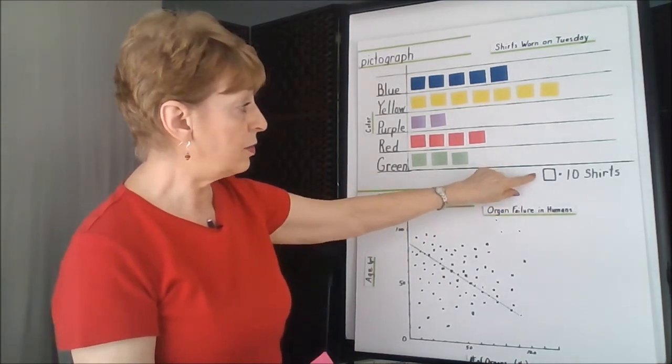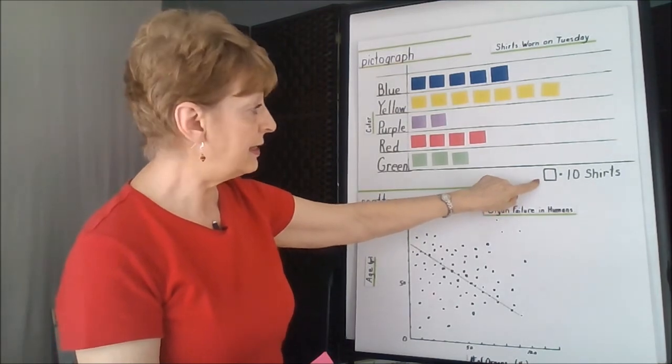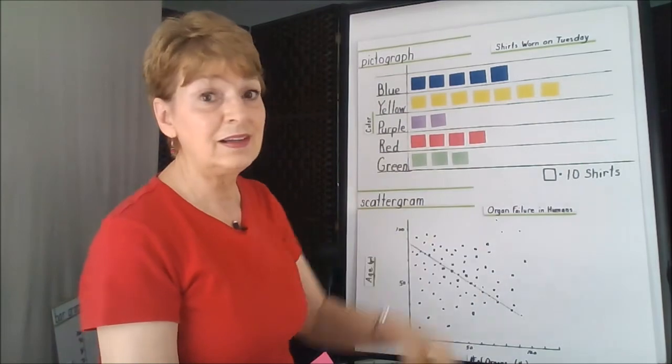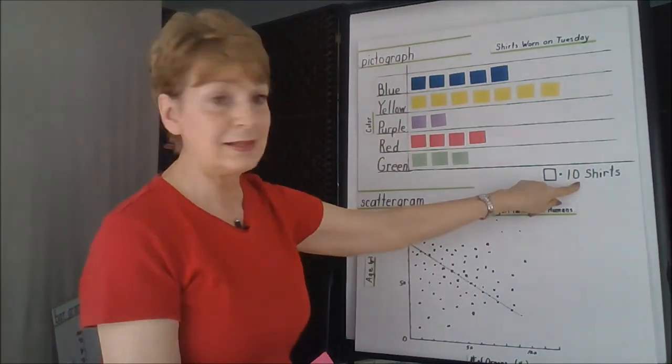Also, we need to understand the key, if there's any key on the graphs. In this case, it's not just 1, 2, 3, 4, 5, 6, 7, it's 70, because each of those squares meant 10 shirts.